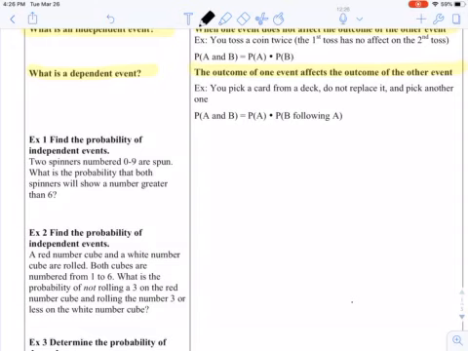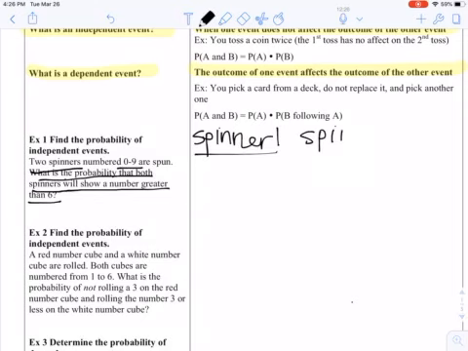So here we go. Two spinners numbered 0 through 9 are spun. What is the probability that both spinners will show a number greater than 6? So I'm going to go back. We have two spinners. They're numbered 0 through 9. We are looking for the probability that both spinners will show a number greater than 6. So just like we've been doing, it's going to be helpful for you to have categories. So I'm going to list a category as spinner 1 and spinner 2.